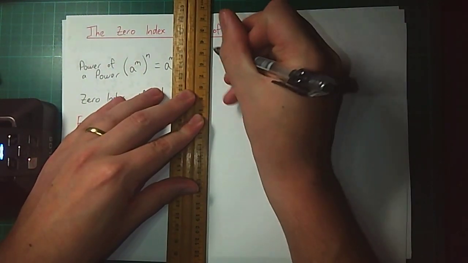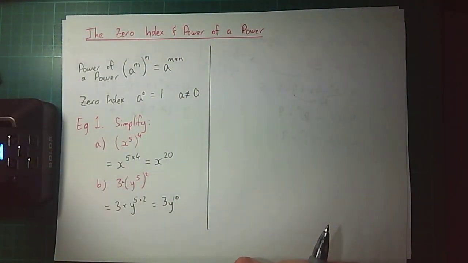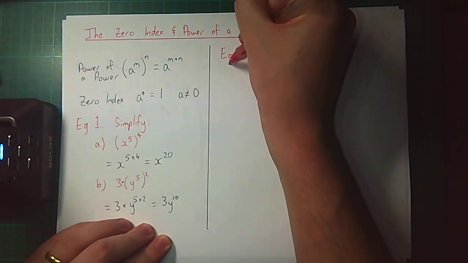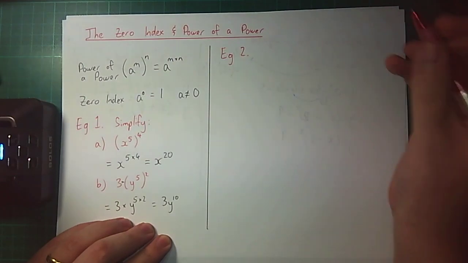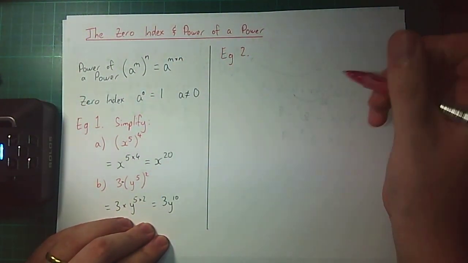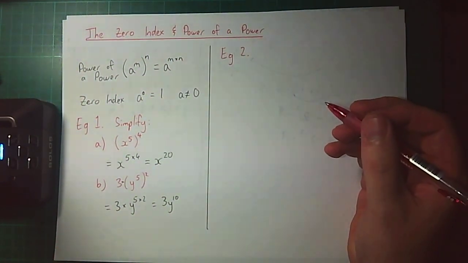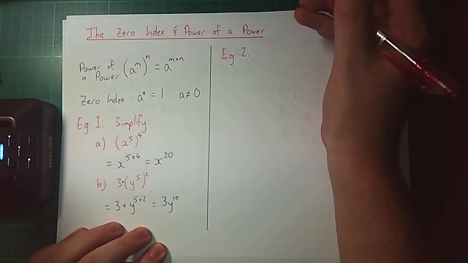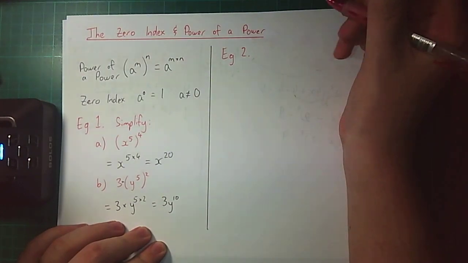Next, we're going to look at an example using the zero index. Now, many people make the mistake when working with the zero index to just assume that the answer is going to be 1. And it's a fair guess most of the time, but you have to look at the question a bit more carefully to determine that. So we'll see that very shortly.